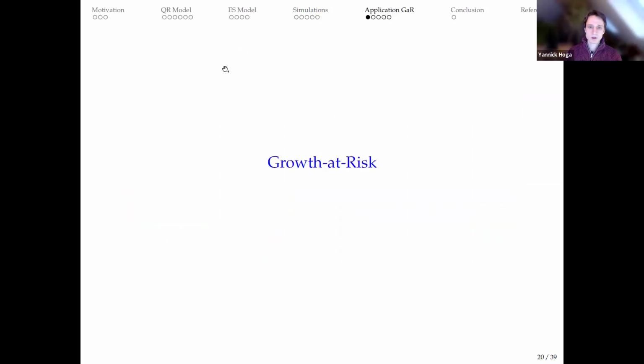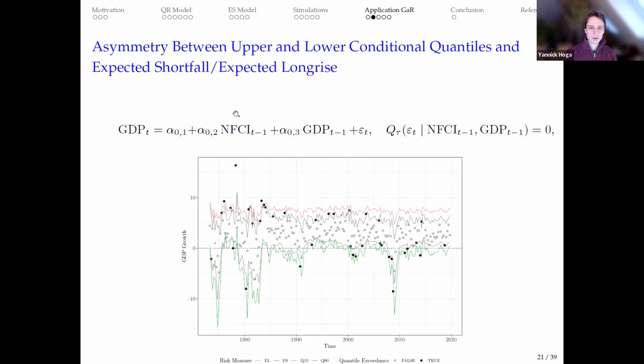Okay, so let me close with a growth at risk application, and we'll start with growth at risk in one picture. In macroeconomics, Adrian et al. have pioneered this growth at risk approach, where they run quantile regressions of future GDP growth on national financial conditions and current GDP growth. So these covariates are there to capture current financial conditions and current economic conditions. And the question is, how do these financial and economic conditions affect future quantiles of GDP growth?